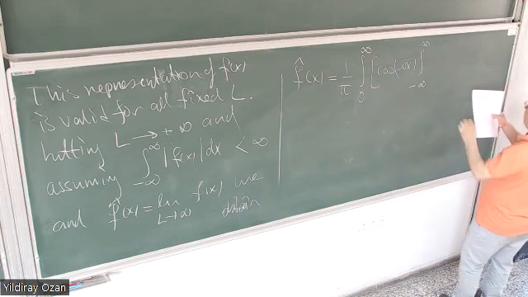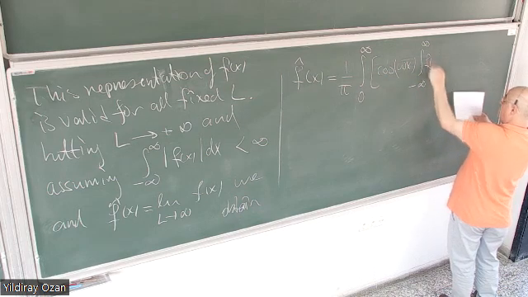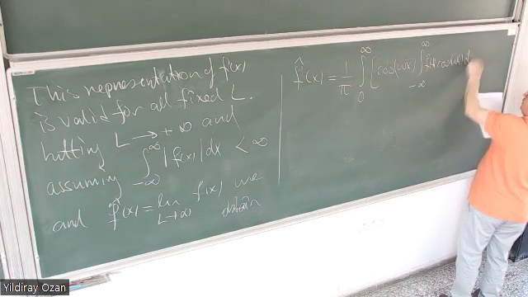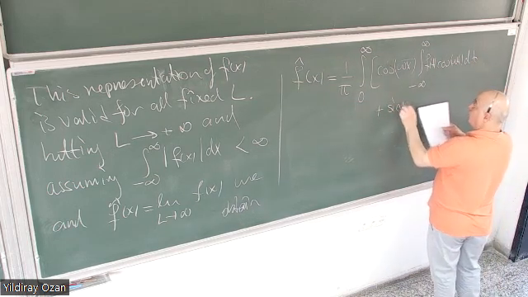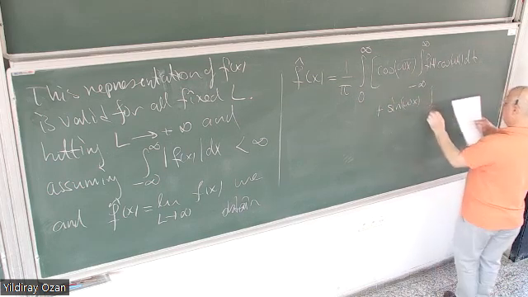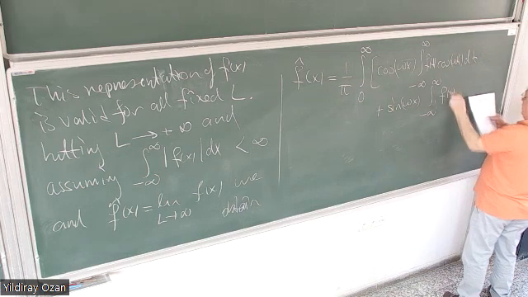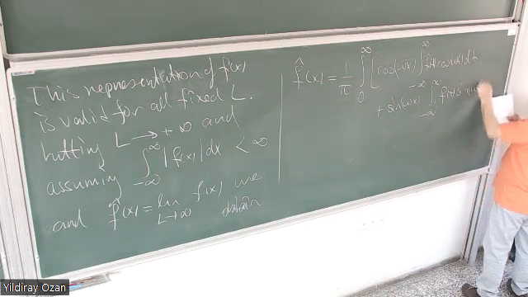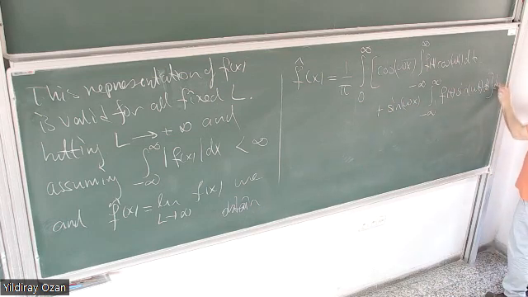f of t cosine omega t dt plus sine omega x, f of t sine omega t dt. And then here I have dw.